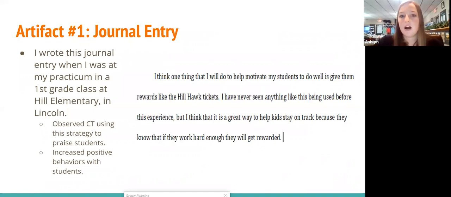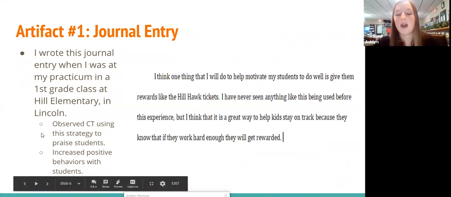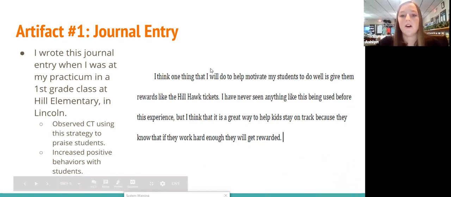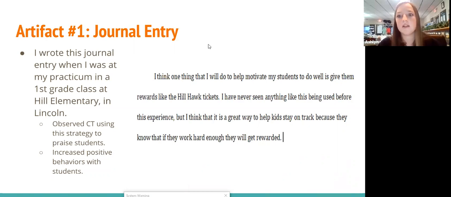So at first I just observed my CT using them, and then I was able to use them myself. And at first I wasn't very comfortable with it because I thought maybe there was a certain number I needed to give out a day or certain behaviors that I needed to look for. But after getting more experience using them and talking to my CT, I could see that it wasn't the number of tickets that I gave out, but it was more looking for those behaviors that I wanted the students to continue and just reinforcing them in that way.